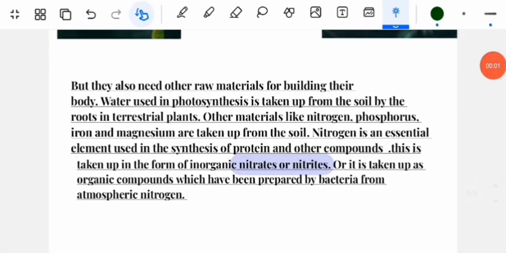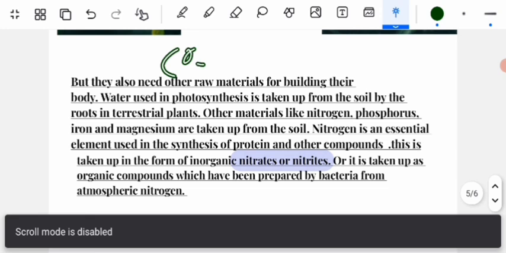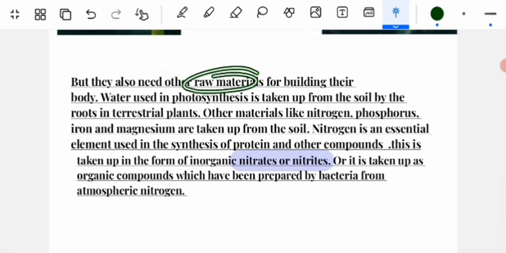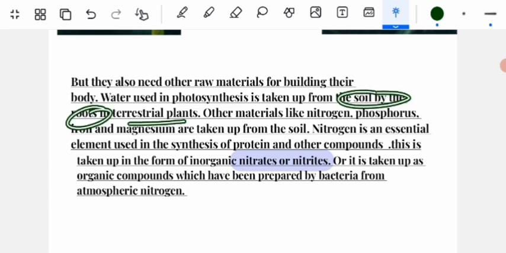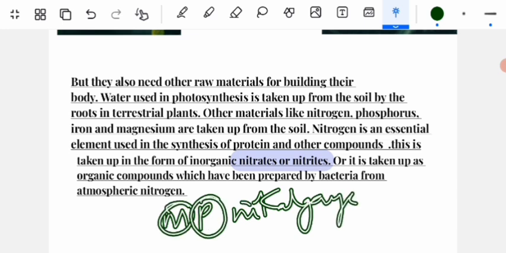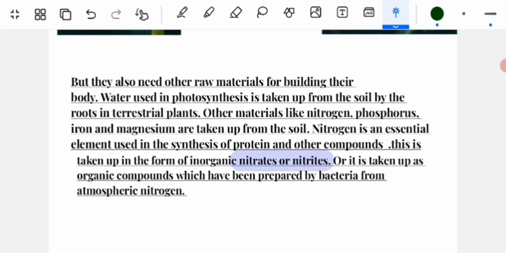It is not that we will need only CO2, or only H2O, and only sunlight. We need some other raw materials for building up the body also. Water is a very important thing in photosynthesis, taken by the roots from the soil in terrestrial plants. But there are also other materials taken up from the soil: nitrogen, phosphorus, iron and magnesium. How can you remember this? MP nikal gaya. M is for magnesium, P is for phosphorus, N is for nitrogen and I is for iron. You can remember it easily.